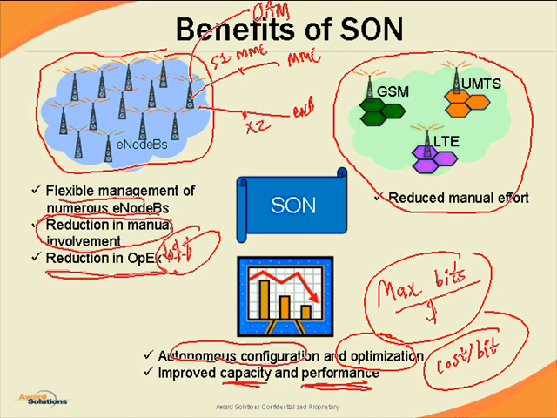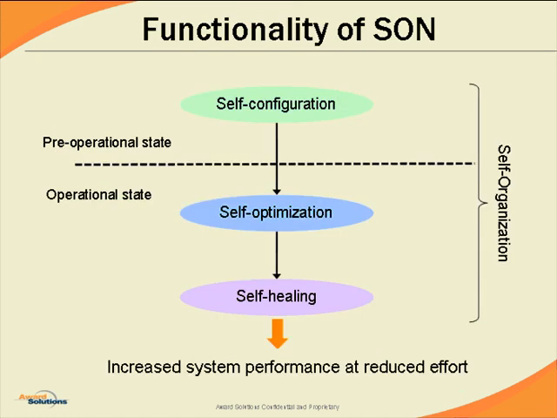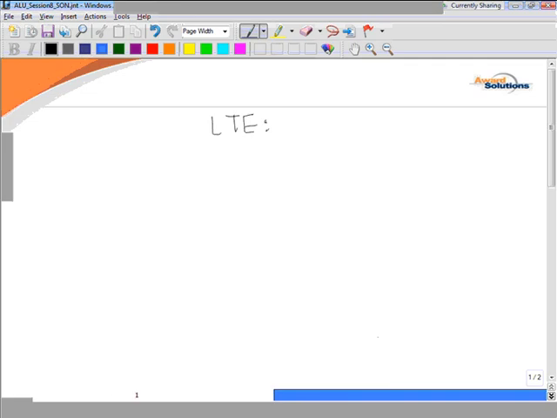So these are some benefits that we can get out of self-organizing network. Okay, now before we get into the details of SON, let me just give you a quick view of how SON has come into existence. Okay, so basically, as you know, LTE was defined in release 8 of UMTS.